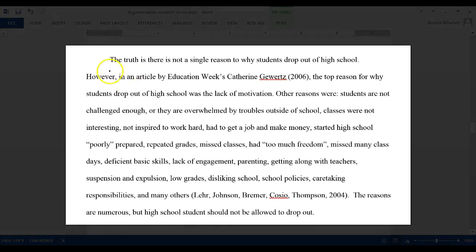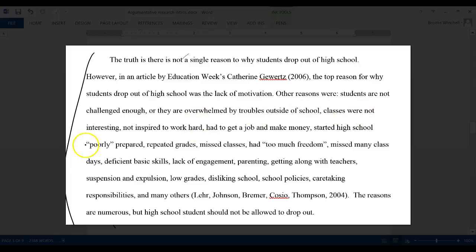And then after her statistics, she moves into her thesis paragraph. And here she says, "The truth is there is not a single reason why students drop out of high school. However, in an article by Education Week's Kathleen Gwertz, the top reason why students drop out of high school was lack of motivation. Other reasons were students are not challenged enough, or they are overwhelmed by troubles outside of school.